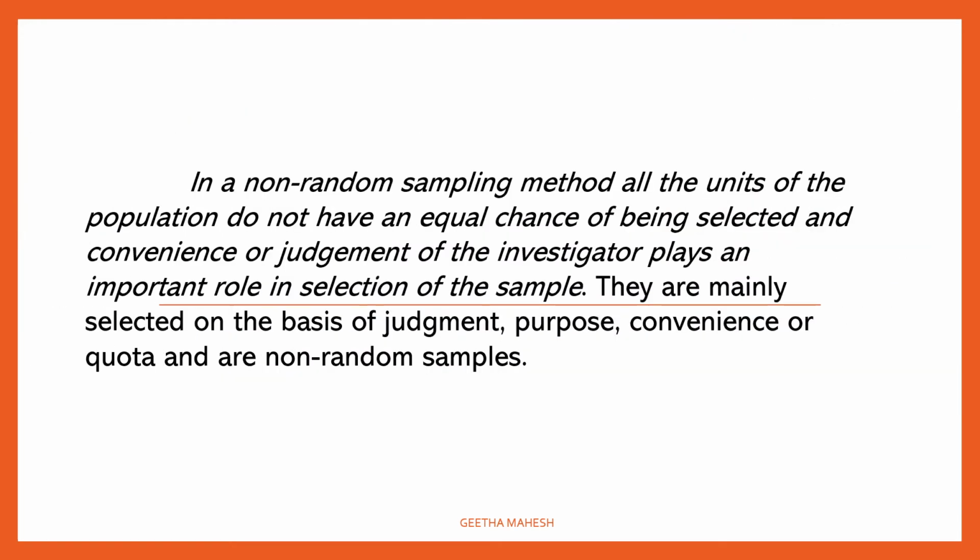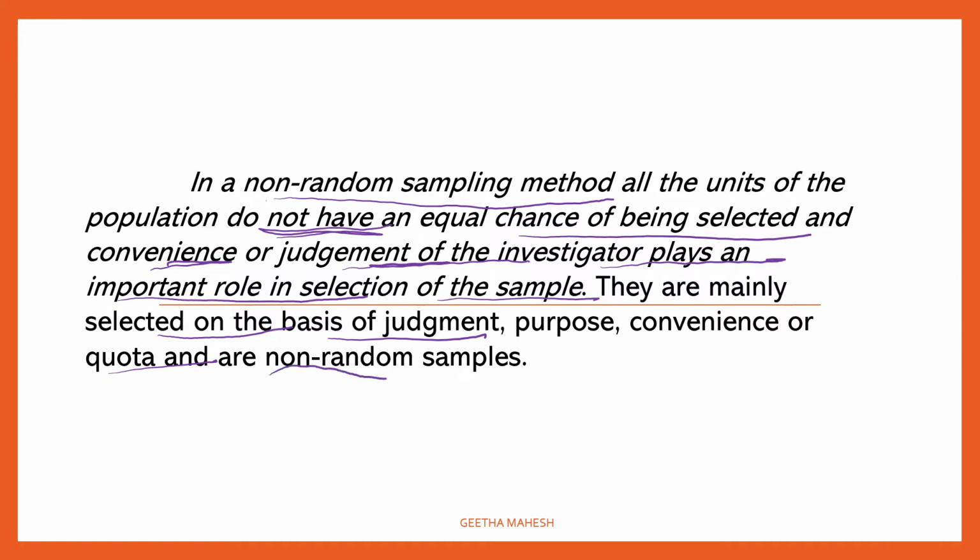In a non-random sampling method, all the units of the population do not get an equal chance of being selected. They are selected on the basis of the convenient judgment of an investigator, and investigators play an important role in the selection of the sample. They are mainly selected on the basis of judgment, purpose, convenience, and quotas, and they are known as non-random samples.